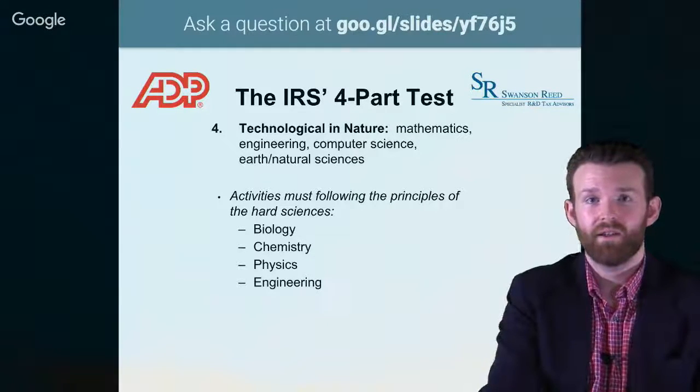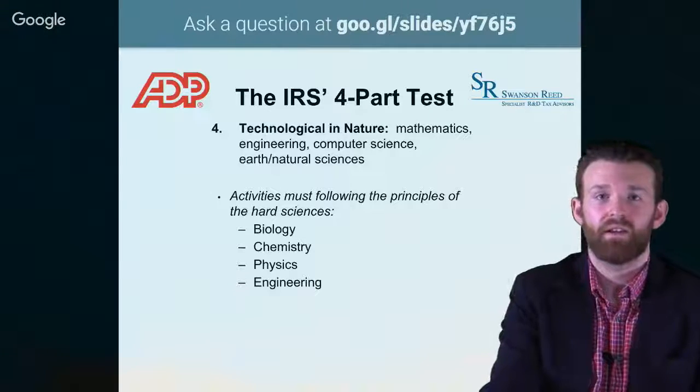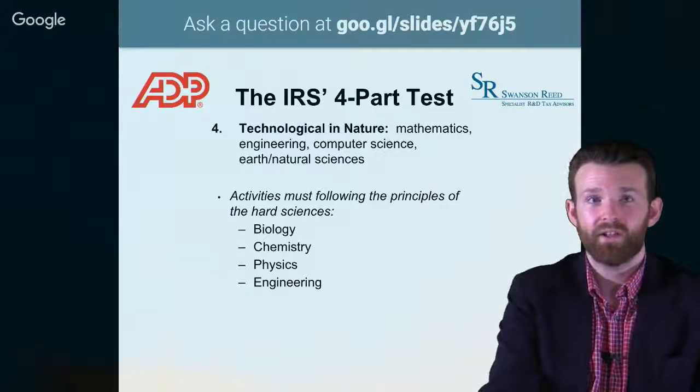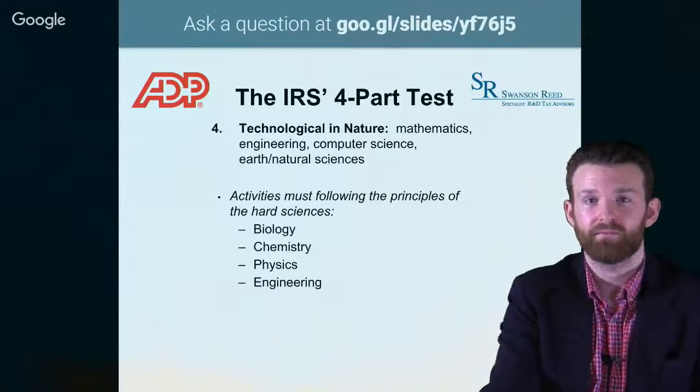All right, so lastly, the 4th criterion of the 4-part test is that the project must follow the principles of the hard sciences. In the case of biotechnology, it's pretty clear that projects in this field will fulfill the criterion of the 4-part test. This could mean anything from the life sciences like biology, chemistry, and physics, to the more applied sciences like engineering.